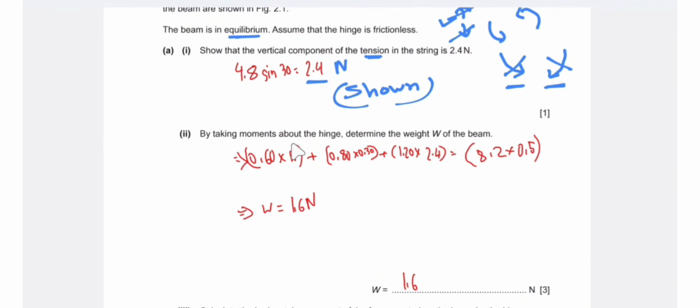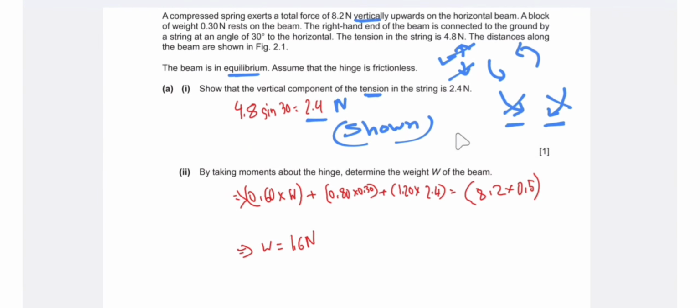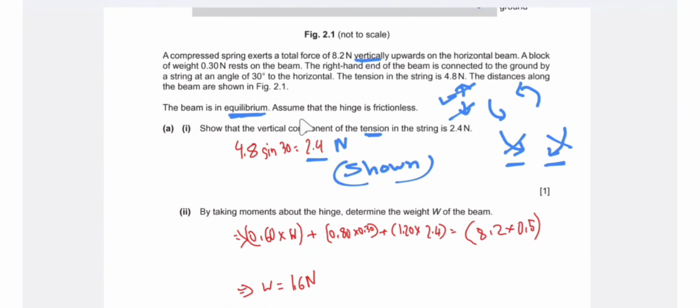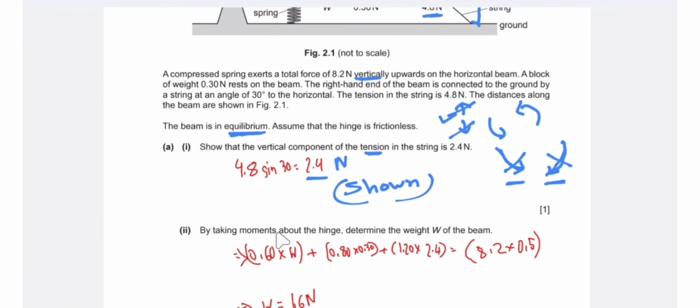Then, taking moments about the hinge, determine the weight of the beam. We have to remember that the beam is in equilibrium. That means the clockwise moment, CW, is equal to the anti-clockwise moment, ACW. That means the resultant moment is 0 and the beam is in equilibrium. So we need to equate the clockwise moment to the anti-clockwise moment.